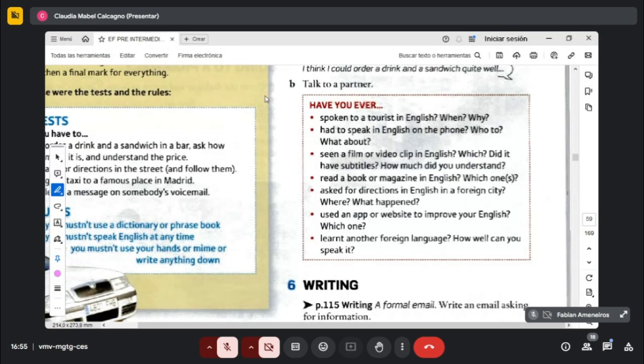Okay, do the following. The ones who want to answer, you will raise your hand. Okay, you have the little hand emoji. So we're going to start with the first one. It says, have you ever spoken to a tourist in English? When and why? Yes, once. The tourist asked me about a restaurant in Cava. I told him go 2 blocks and turn right.